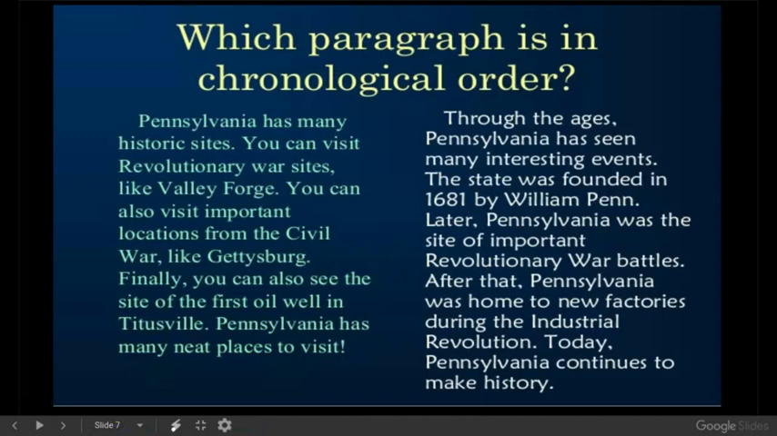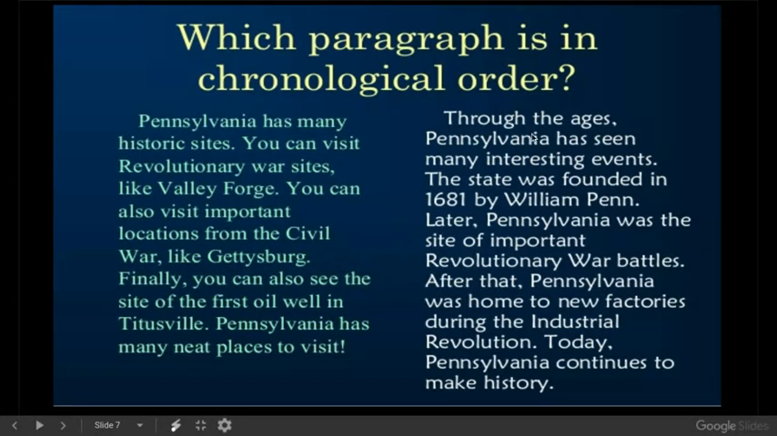So which paragraph is in chronological order? Pennsylvania has many historic sites. You can visit Revolutionary War sites like Valley Forge. You can also visit important locations from the Civil War, like Gettysburg. Finally, you can also see the site of the first oil well in Titusville. Pennsylvania has many neat places to visit. Is this a sequence? Can you determine whether something happens first, second, third, or has some sort of chronological order?